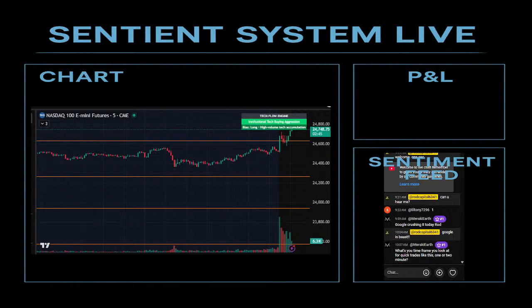Great question. What's the time frame you look at for quick trades like this? 1 or 2 minutes? So I always look at the bigger time frame. I'll look at the 15-minute, I'll look at the 5-minute, and then I'll look at the 1 minute to get my actual entry, right? As long as the 15-minute and 5-minute trends are strong, then I'll look at the 1 minute to see what's going on.